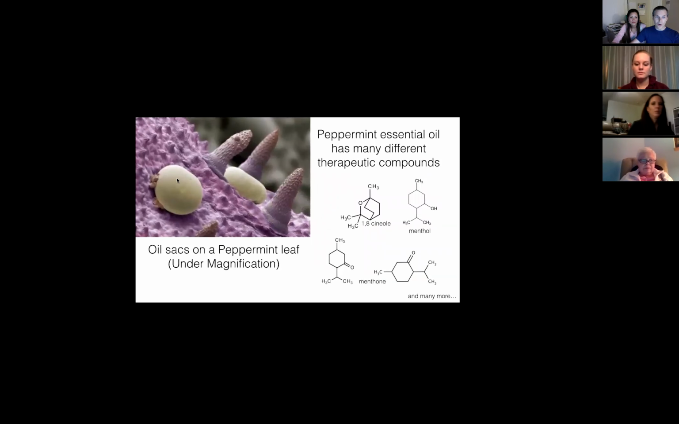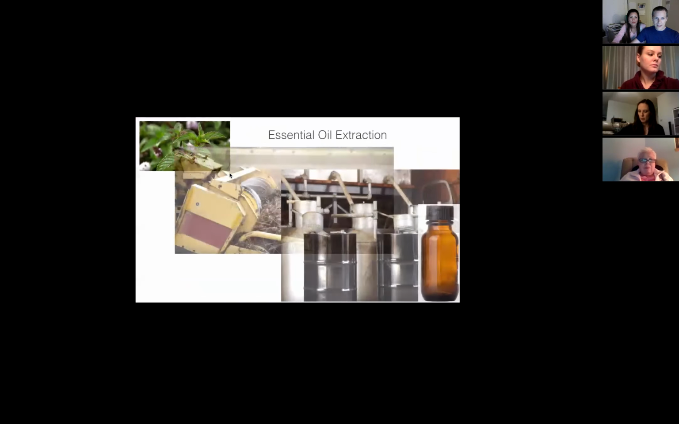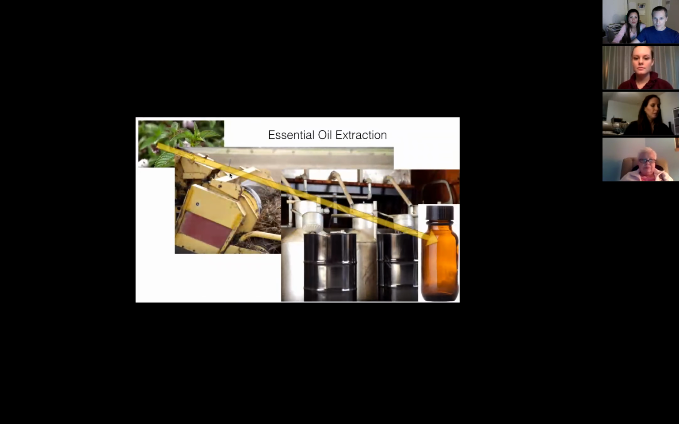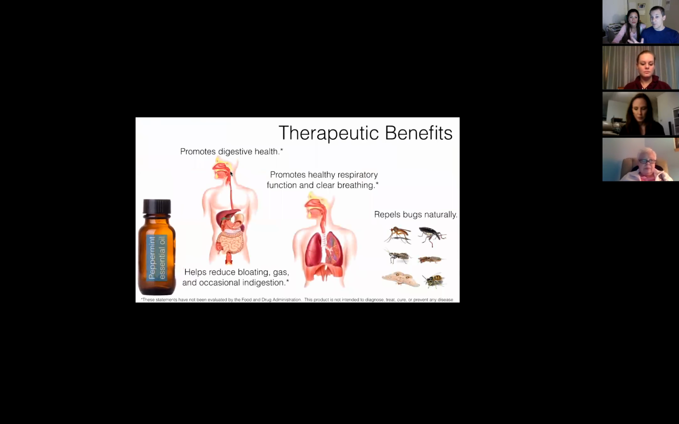So here are those peppermint oil sacs up close. And there you go, there's the peppermint plant. We harvest it, and then it's extracted out through that method, steam distillation. Here's an up close of the different potential benefits. There's a lot of benefits you can get from peppermint essential oil. Here's a few: promotes digestive health, helps reduce gas and bloating, occasional indigestion, promotes healthy respiratory function, repels bugs naturally. Like I said, those are just a few.